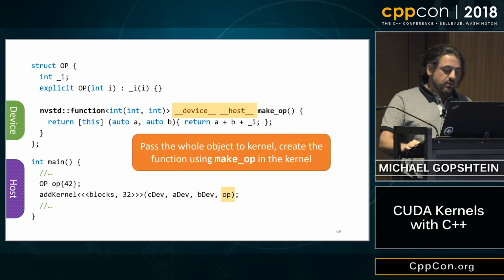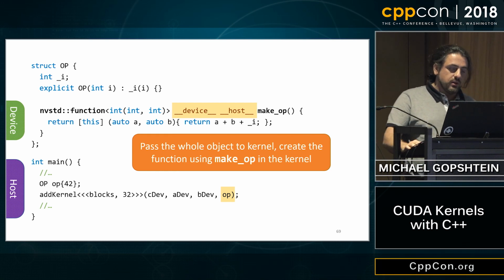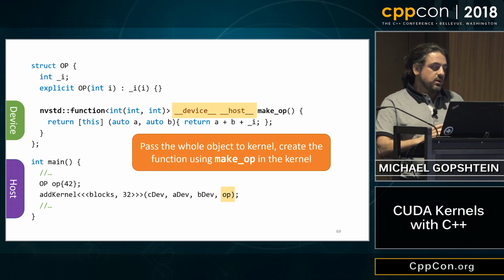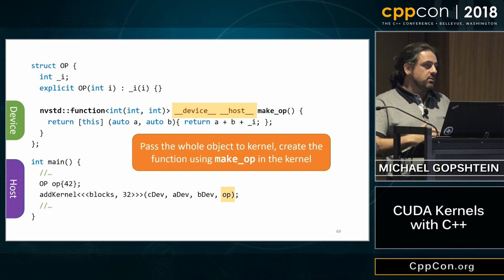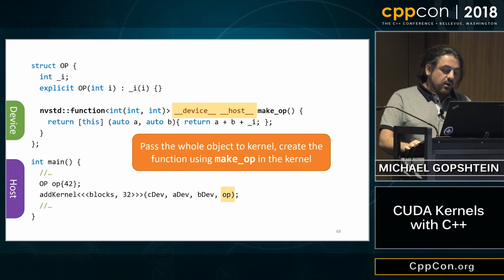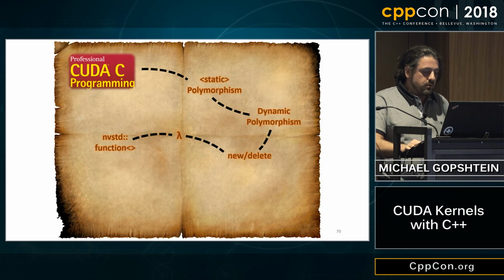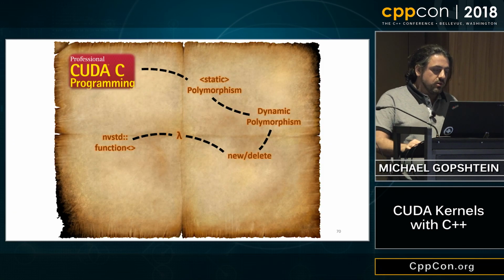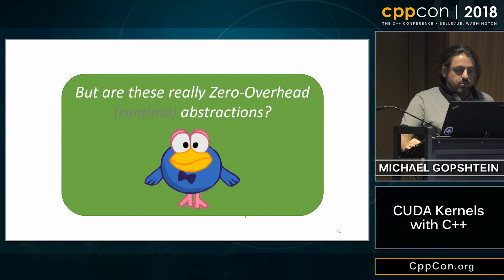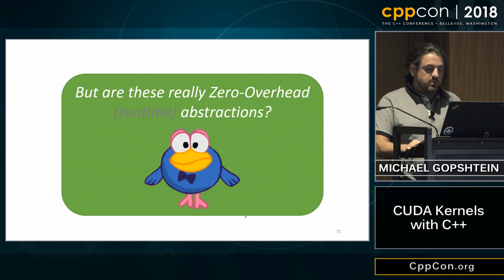So the only solution that I found is basically to send the whole structure op to the kernel, and then inside the kernel, it can call the make op operation, get back the nv std function, invoke it, and now it works. It's a bit uglier than what we wanted it to be, but it works, and it might be useful in some cases. Okay, so we've seen the use of Lambda and the nv std function. But the question is now, are all these zero overhead abstractions as we like it to be in C++?